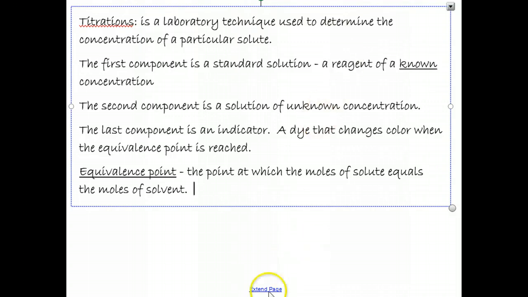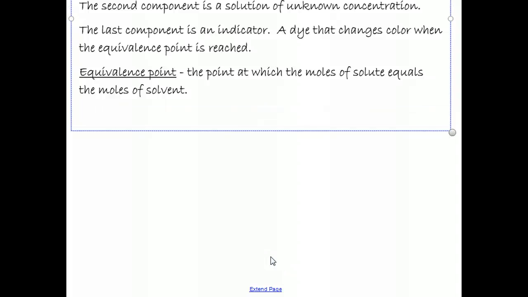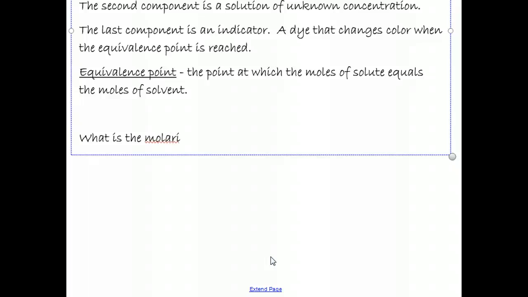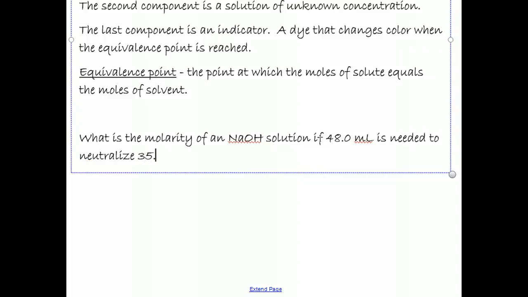For example, here's a problem. What is the molarity of an NaOH solution if 48.0 milliliters is needed to neutralize 35.0 milliliters of 0.144 molar H2SO4?